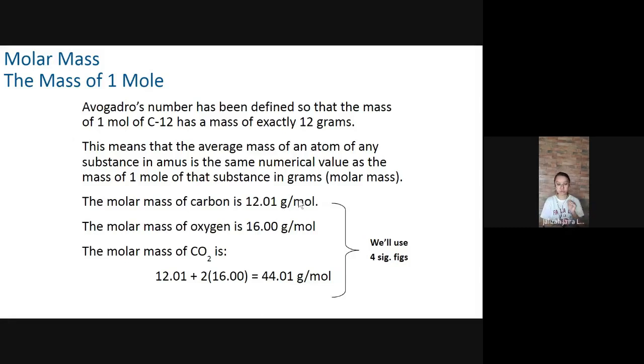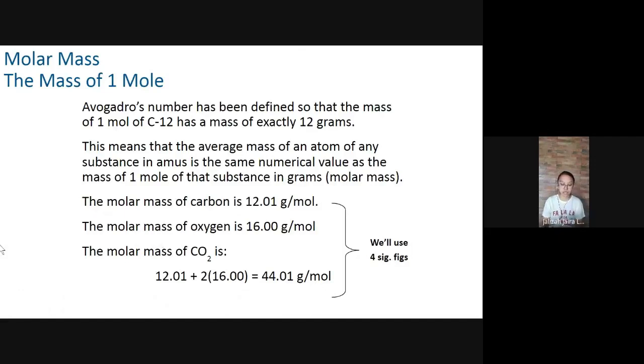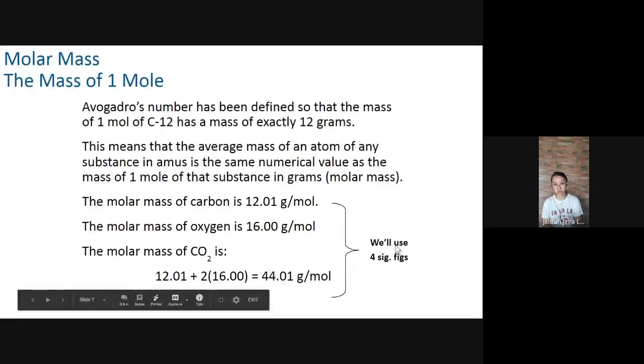So the molar mass of carbon itself, the element, is 12.01 grams per mole. Where did we get this number? We got the number itself from the atomic mass and we related it to the mole concept. And in turn, oxygen will have 16.00 grams per mole. Now, if you ask us what the molar mass of carbon dioxide is, you just simply add the different atomic masses with respect to the number of atoms found in the chemical formula, and eventually you get 44.01 grams per mole. Remember to keep your answers to four significant figures.